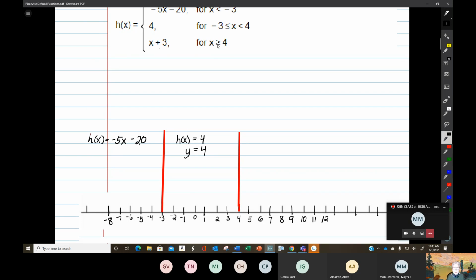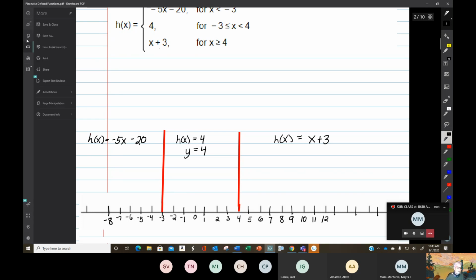Over here to the right of 4, and you have an arrow pointing to the right, you're going to have h of x equaling x plus 3. Okay, so let me save that.